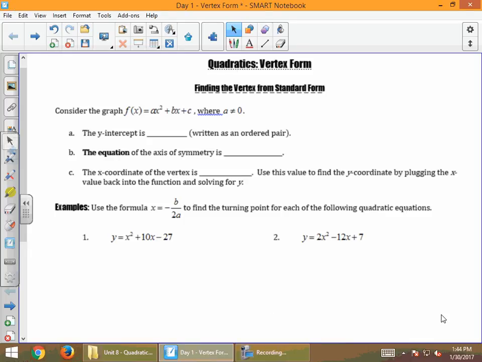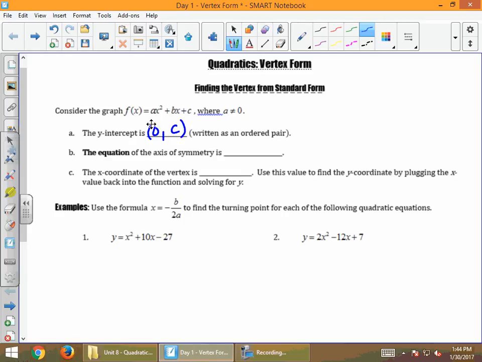So in this section of our notes, we're going to be talking about quadratics written in vertex form. And we're going to take a look at finding the vertex first in standard form, which is what we've been dealing with all of last unit. So in standard form, it's a graph written as ax squared plus bx plus c, where a cannot be 0. Okay? A little shortcut: the y-intercept, looking at a quadratic written in standard form, is just (0, c).